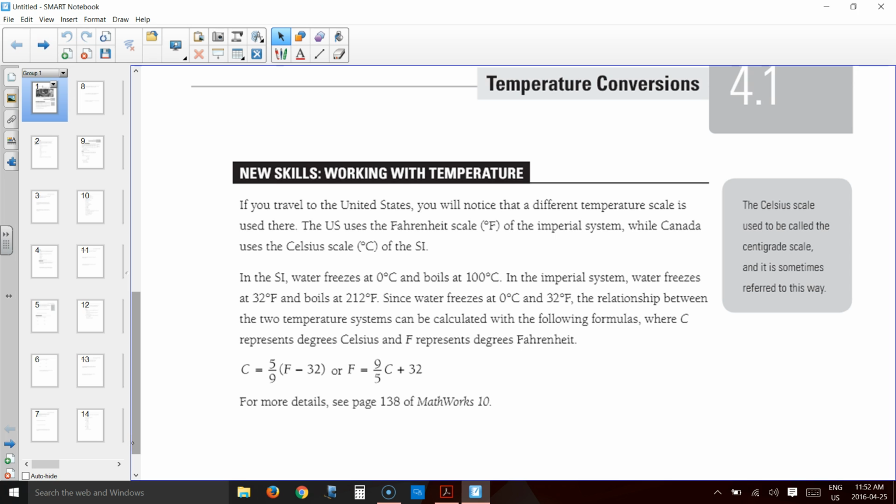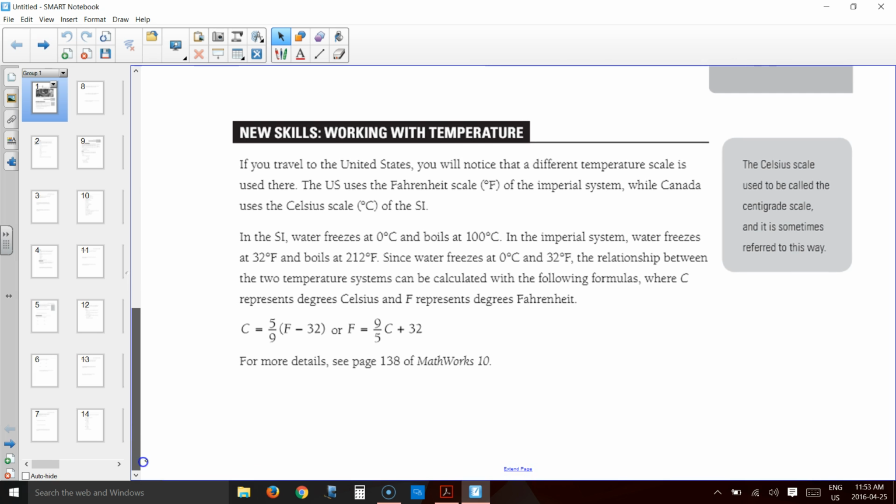What's important, though, is if you can work with a formula comfortably, effectively, then it doesn't really matter what formula you're given, you can work with it, okay? That's the whole benefit of a formula. Once you learn how to do the algebra related to formulas, then it doesn't really matter what you're given for a formula. You have some ability to work with it, okay? So, new skills working with temperature.